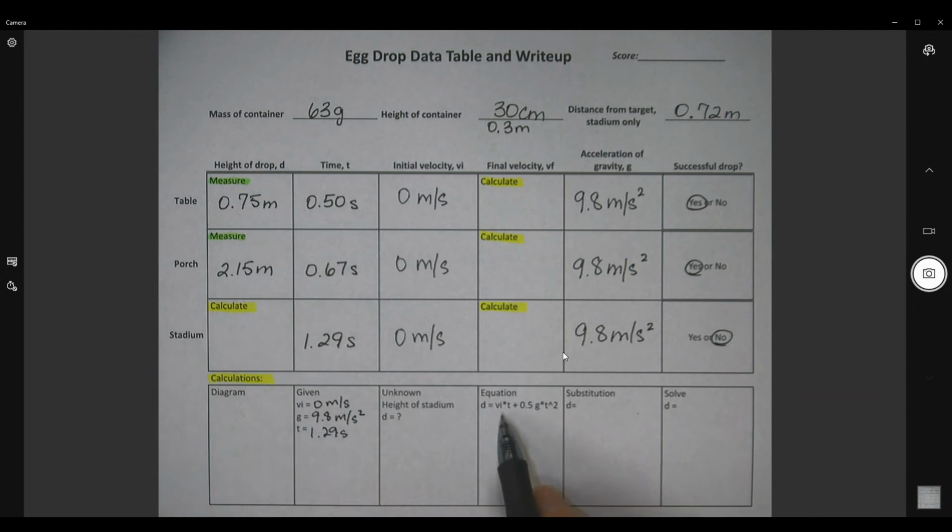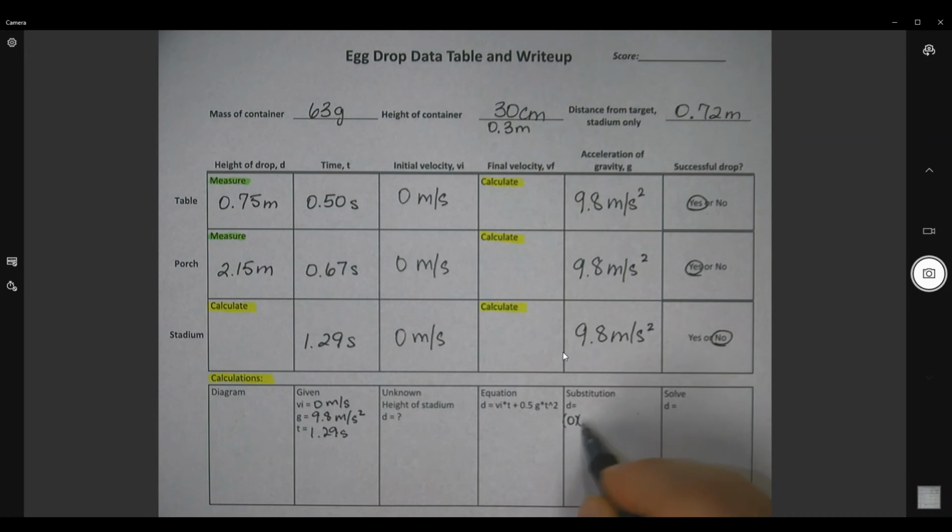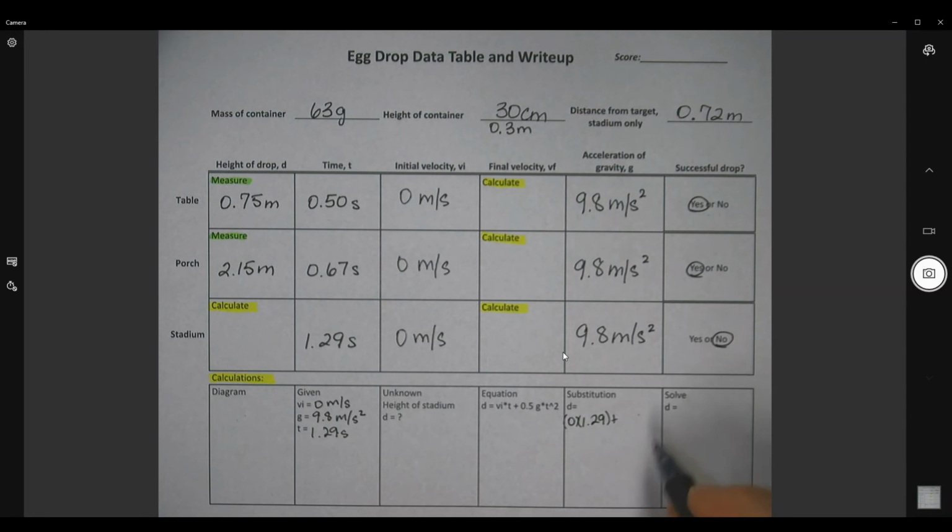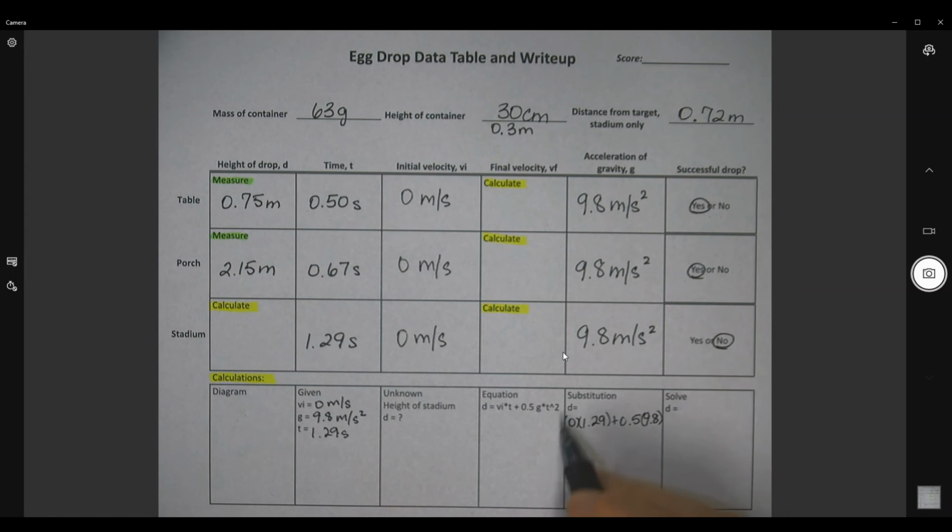Here's the equation that I'm going to use. The distance is equal to the initial velocity times the time plus 0.5 times acceleration of gravity times the time squared. Okay, so I'm going to substitute in the numbers from my givens into this equation. So VI is 0, my T is 1.29, plus 0.5 times G, which is 9.8, times T squared, where T is 1.29.